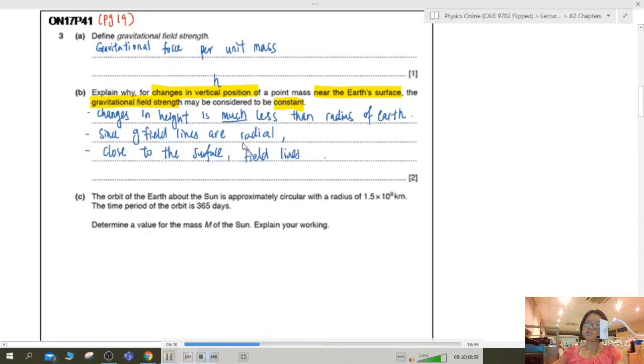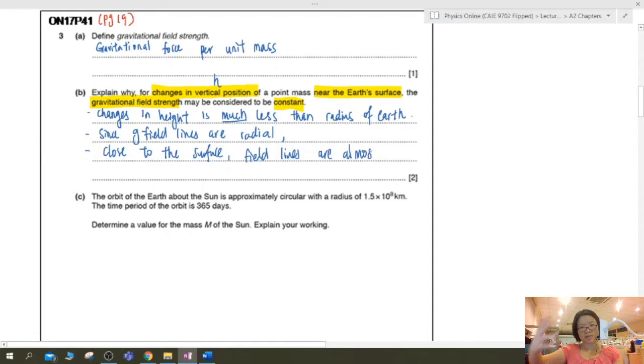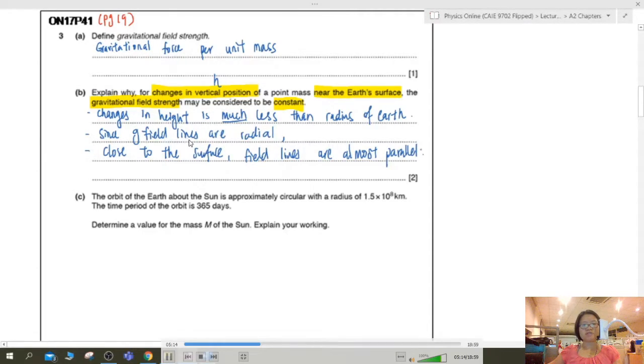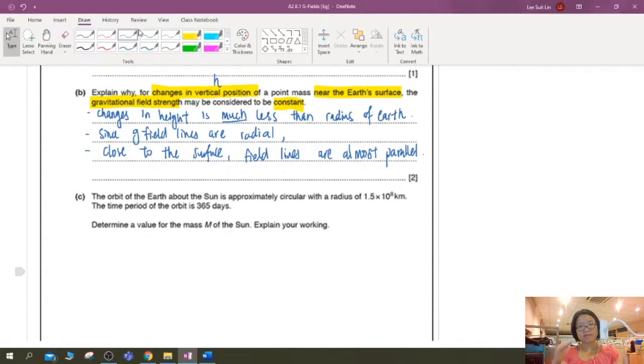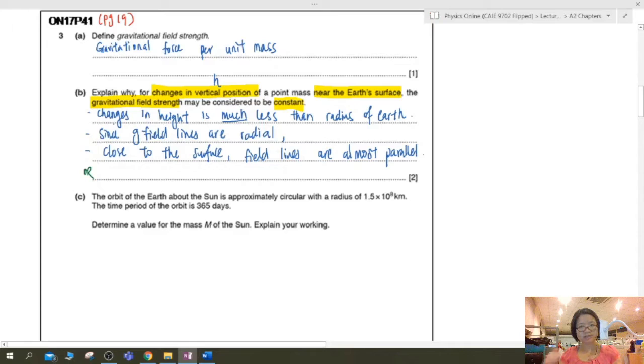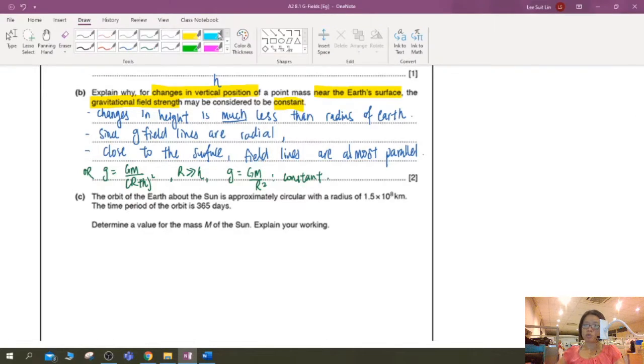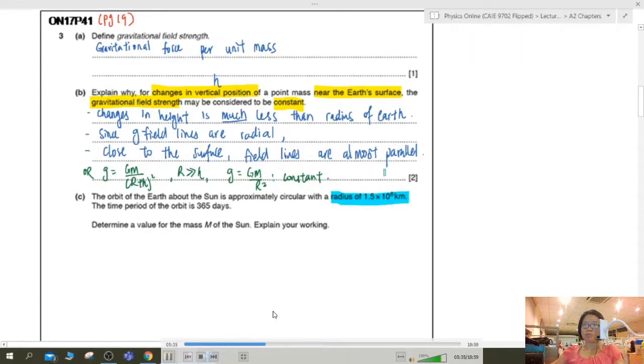Since gravitational field lines are radial, like the example just now, close to the surface the field lines are almost parallel. When you zoom in, the curvature will flatten and the normal will look like it's parallel. But if you want to use the equation, this time they allow it, but there was another year where they don't really credit marks for the equation, so you won't get full marks. So this is the equation now, because g is GM over R plus h.